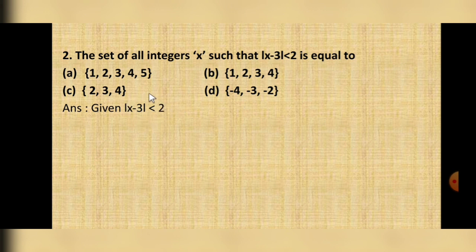So what are the numbers which satisfy this condition? 2, 3, 4. What is the correct option here? Only these numbers satisfy this given condition. x equal to 2, 3, 4. So therefore 2, 3, 4 is the value of x. Therefore option C is the correct answer.